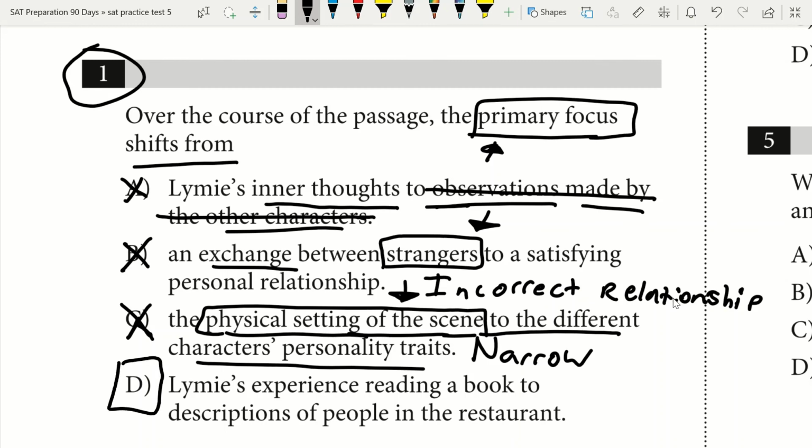D is obviously going to be the correct answer then. It shifts from Limey's experience reading a book to descriptions of people in the restaurant. That's the big picture focus of this passage. So when you're asked about the primary focus shifting within a passage, make sure you look at the big picture. Don't focus in too narrow on one thing. Also make sure you have correct relationships, and make sure you're avoiding saying something that's just factually incorrect. So that's one example of a question like that.